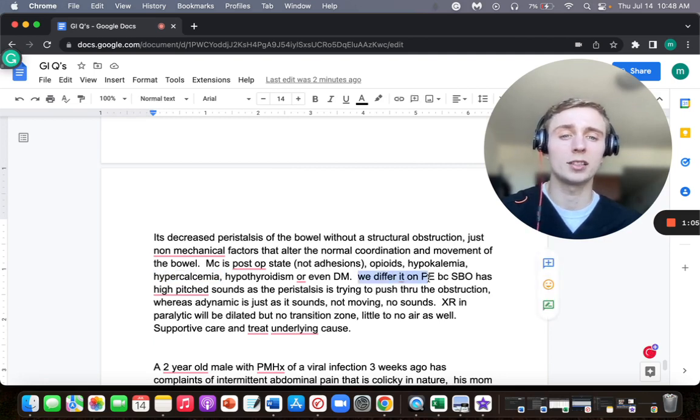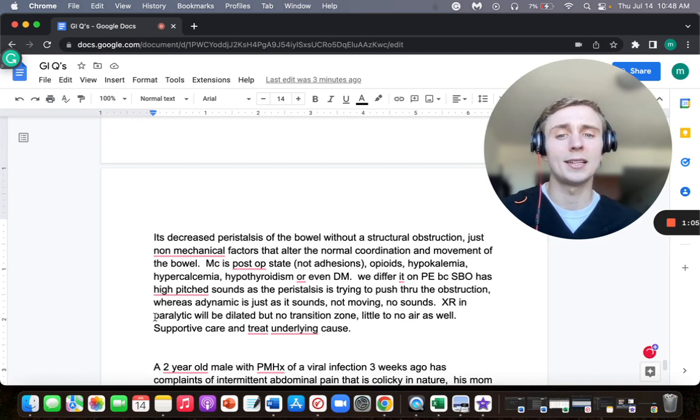So how do we differ it on physical exam, an adynamic ileus, paralytic ileus, from a small bowel obstruction? That's going to be because, again, high-pitched sounds as the peristalsis is trying to push through the obstruction, which we said, whereas adynamic is just as it sounds, not moving, no sounds. So adynamic, just a bowel that's just sitting there.